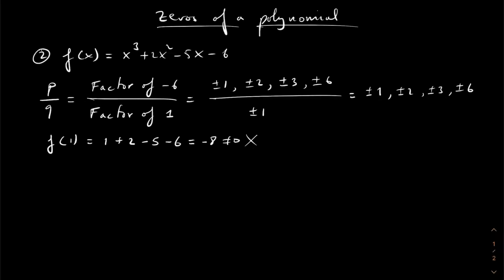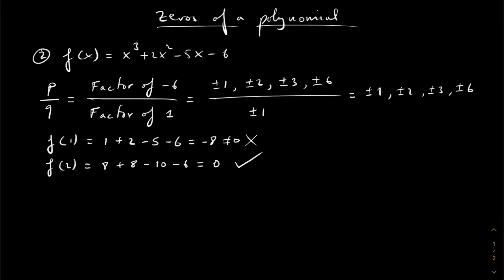So I'm going to throw that away. Next, I'm going to go ahead and test 2 to see if that works out. f of 2 here is going to be equal to 2 cubed, which is 8, plus 2 times 2 squared, which is 8 again, and then minus 5 times 2, that's going to be negative 10, minus 6. And so all these together would give me 0. What that means is that 2 is a zero for my polynomial.